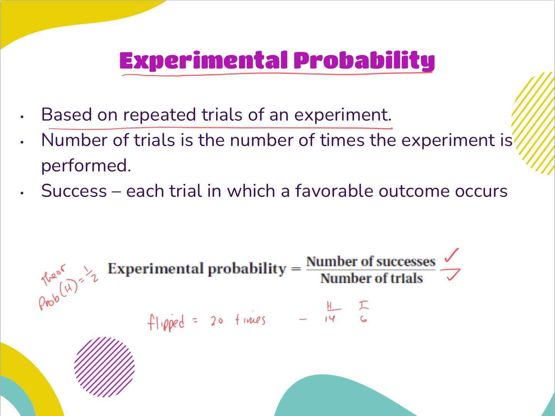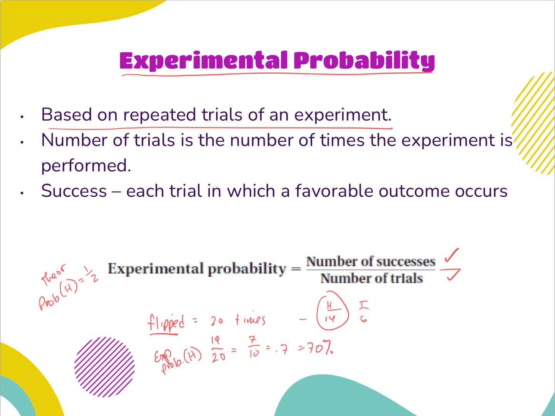But in my experiment, where I actually flipped it, out of 20 times, I actually got heads 14 times. So my experimental probability was 0.7 or 70%. So this is my experimental probability of getting heads. Now, again, it's very different than my theoretical, because theoretically it should have only happened 50% of the time. But in my practice, it didn't. It happened more. And so that happens a lot in experimental probabilities.